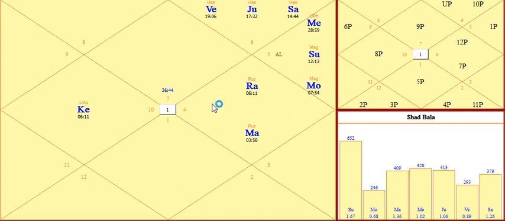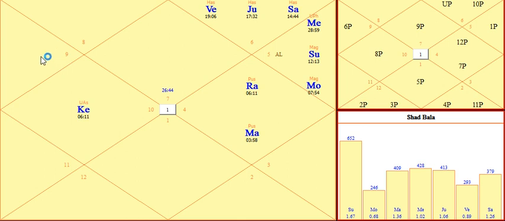So this is how you calculate padas. It is also called Aruda in Jaimini astrology. Aruda means reflection of that house. So the reflection of the first house is in the 11th house. How to use this, I will make another separate video. But generally the first pada is known as Aruda Lagna. Aruda Lagna here falls in the 11th house.